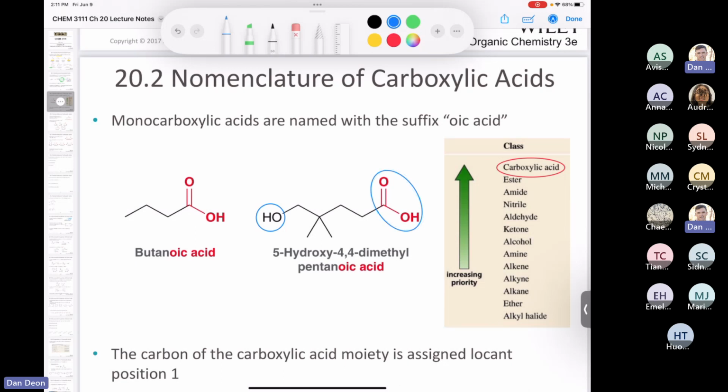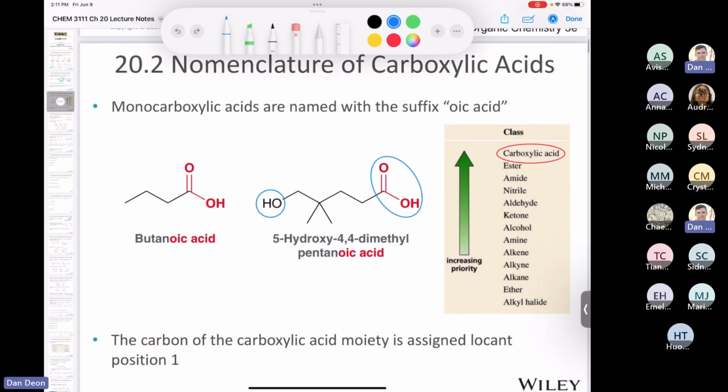And so the question is, would you call this compound an alcohol, or would you call this compound a carboxylic acid? The answer is you'd call it a carboxylic acid, okay? And when we have two functional groups in a compound, like we have here with this 5-hydroxy 4,4-dimethyl pentanoic acid, we don't look at many bifunctional compounds in this class, but it is worth knowing that the carboxylic acid is one of the groups that's at the very top.